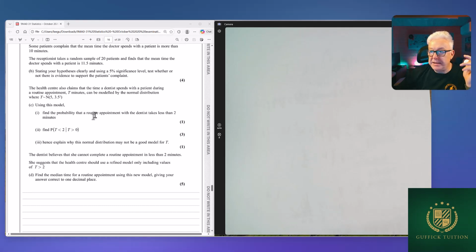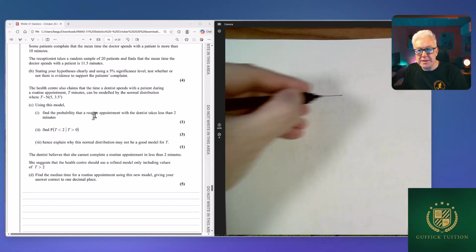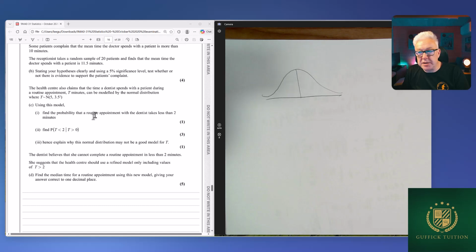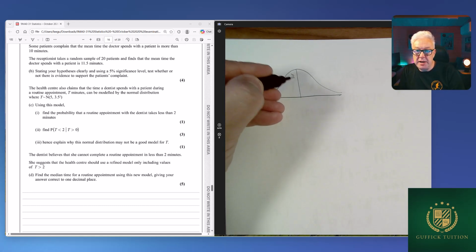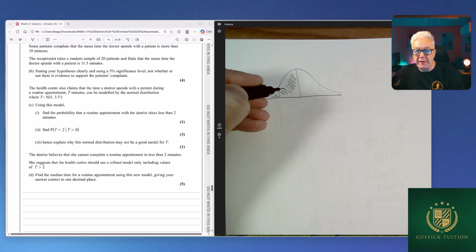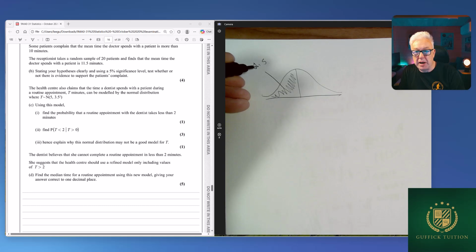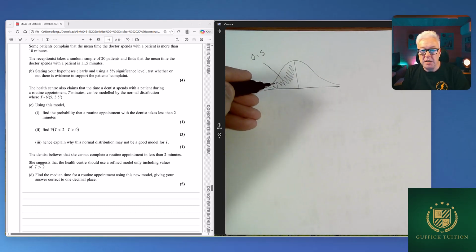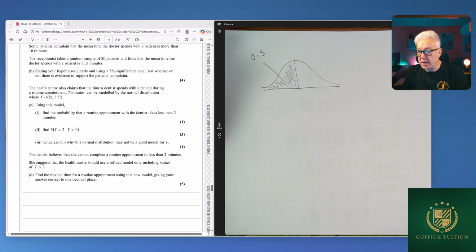So the median time. Now, this is the subtlety with this question. If we're talking about the median time, the median is the middle. And the implication of that is that the area to the left is going to be 0.5, because remember the area underneath the distribution is 1. So if we're talking about the median, we're going to be setting the area to 0.5. So the probability is going to be 0.5.